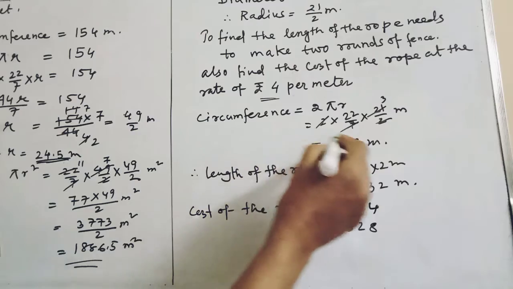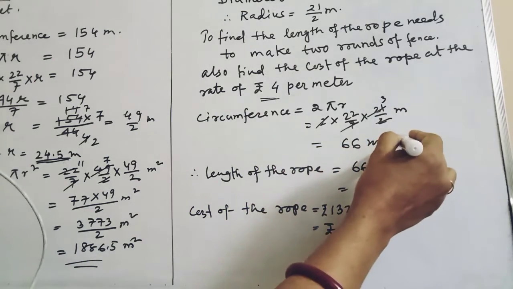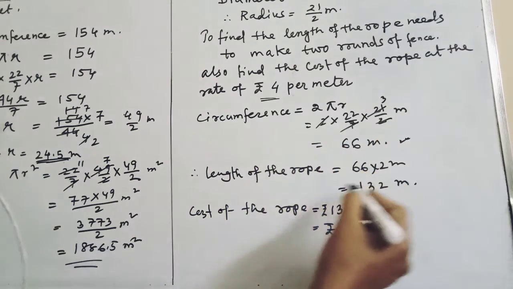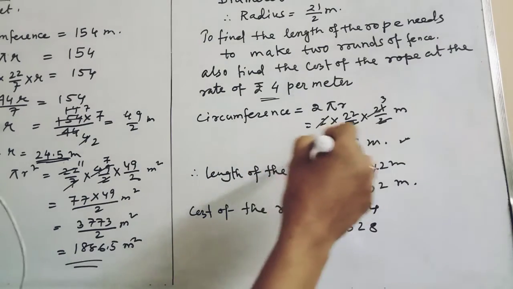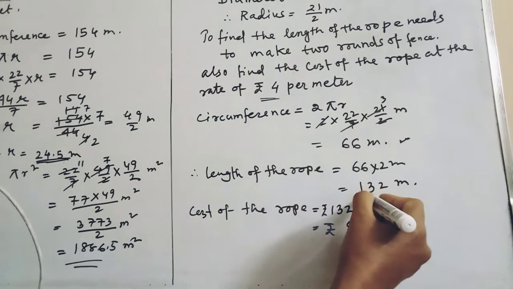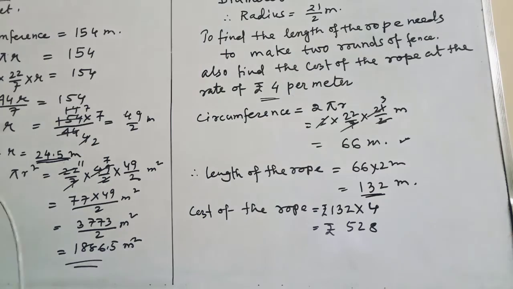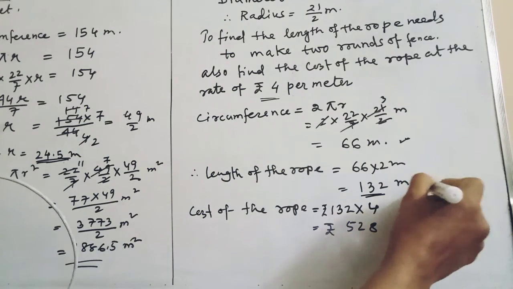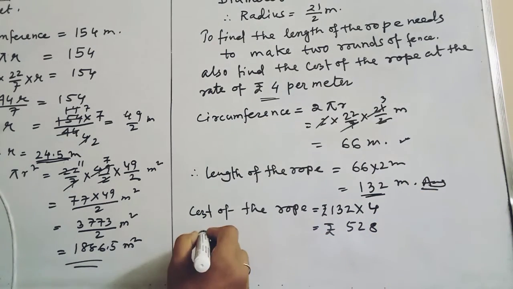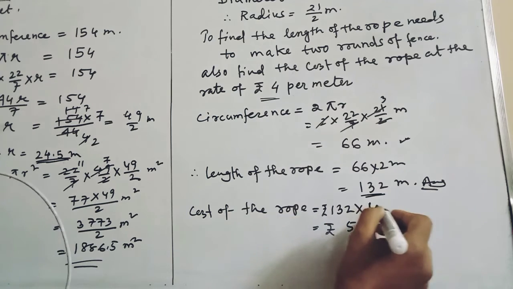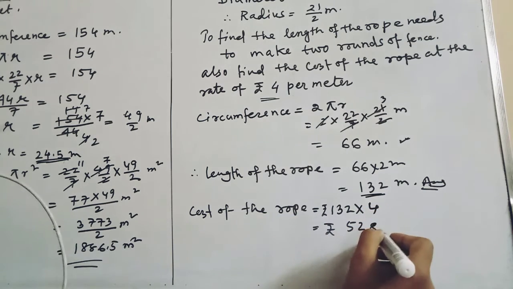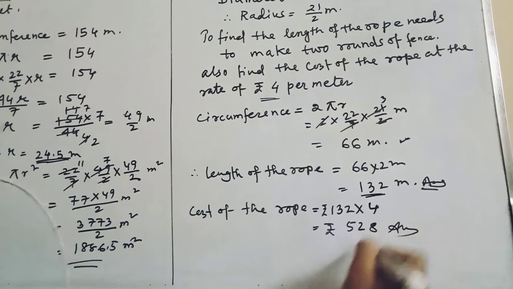What is the circumference of the circle? First you have to find out this one. Then if we want to fence it twice, what will be the length of the rope? This will be the first answer. Then the cost of the rope will be at the rate of rupees 4. You will multiply it and you will get the second answer.